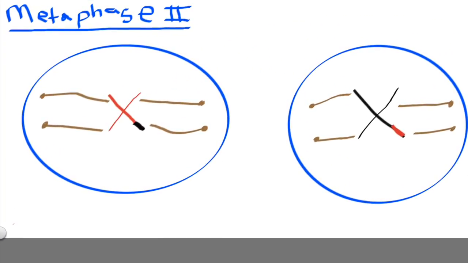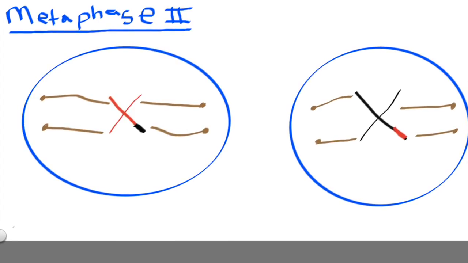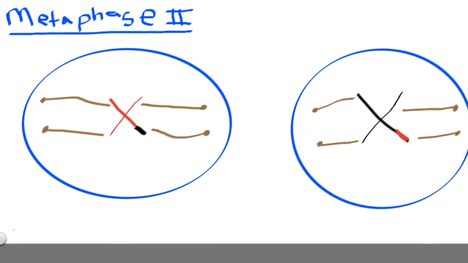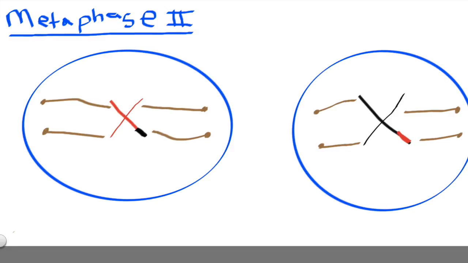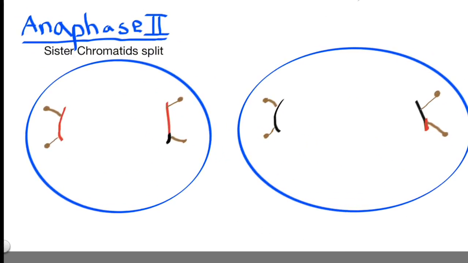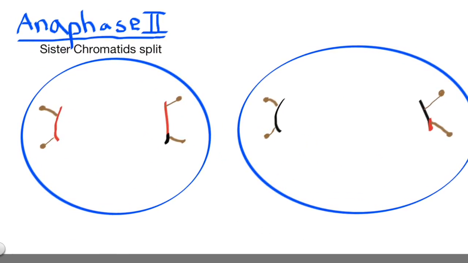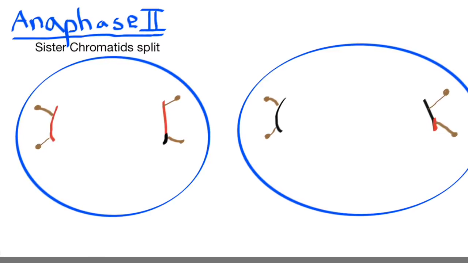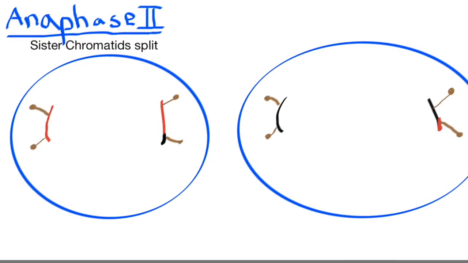Metaphase 2 is when the sister chromatids line up in the middle of the cell. Sister chromatids are the identical copies of a replicated chromosome, joined by a centromere. During anaphase 2, the sister chromatids are separated by the spindle fibers and brought to either side of the cell. Something that can happen in this step is called non-disjunction.